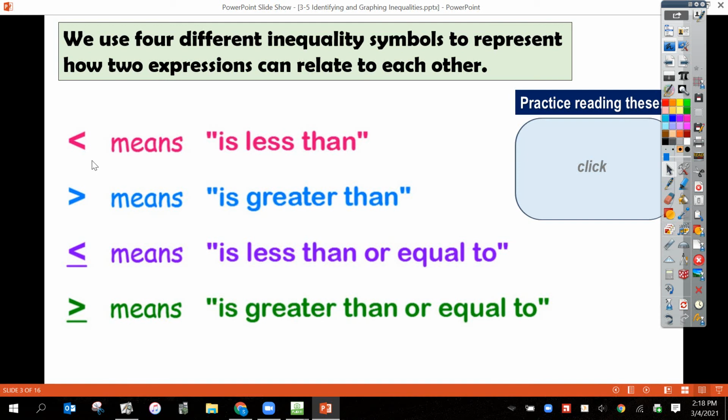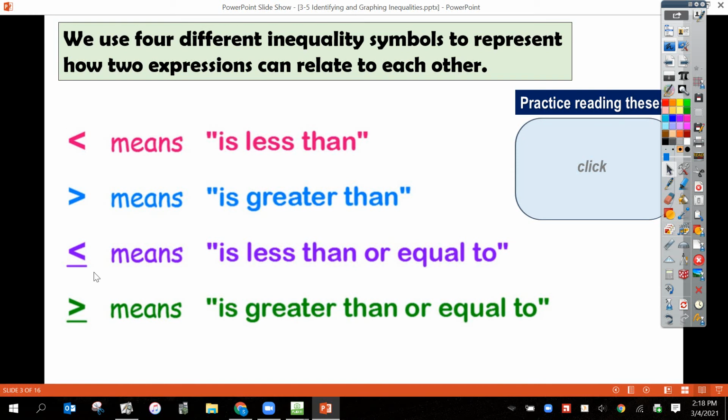And we used to say that it's an alligator or a shark or a Pac-Man, and it's hungry and it's going to eat whatever's bigger. So if whatever's bigger is on the left, we say it's greater than. If it's on the right, that means the left side is less than and the right side is bigger.